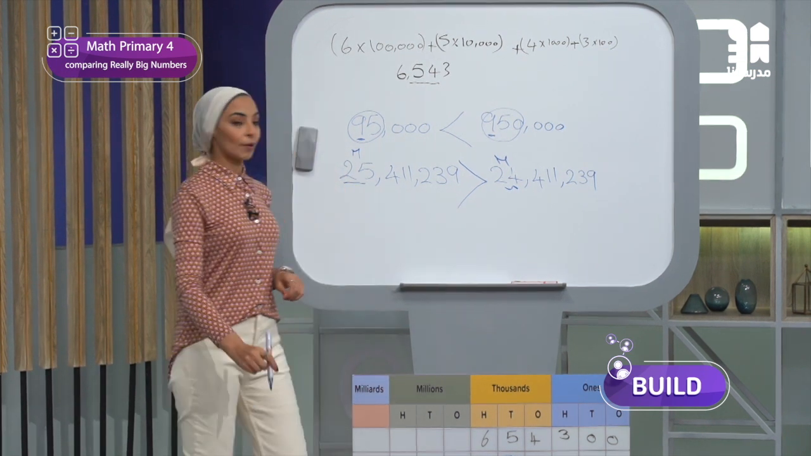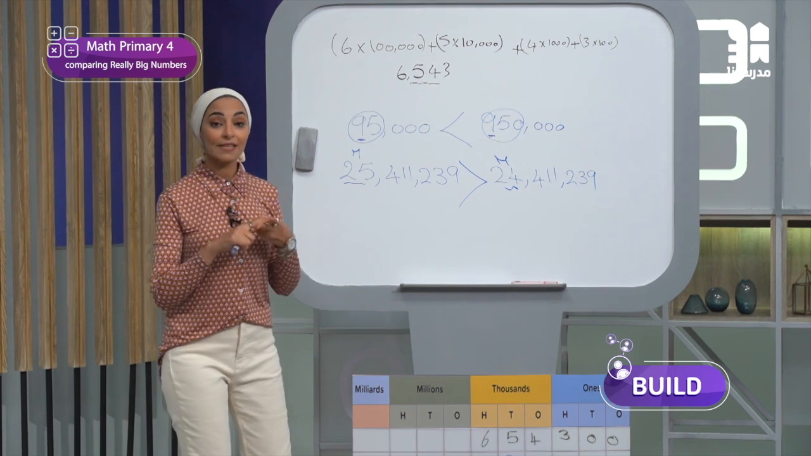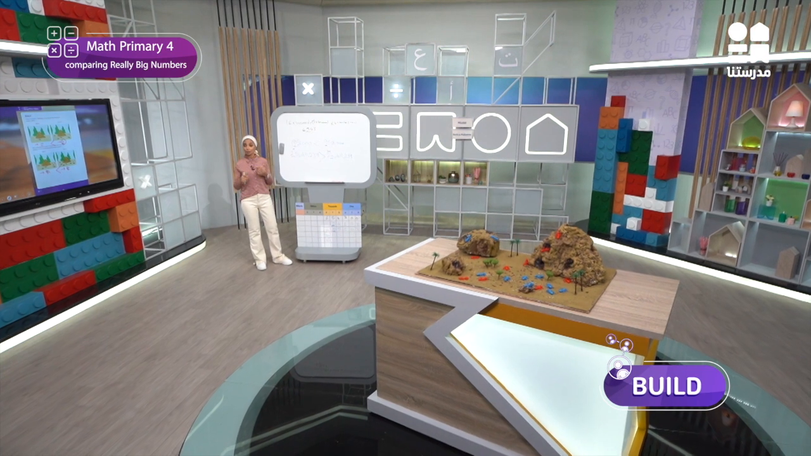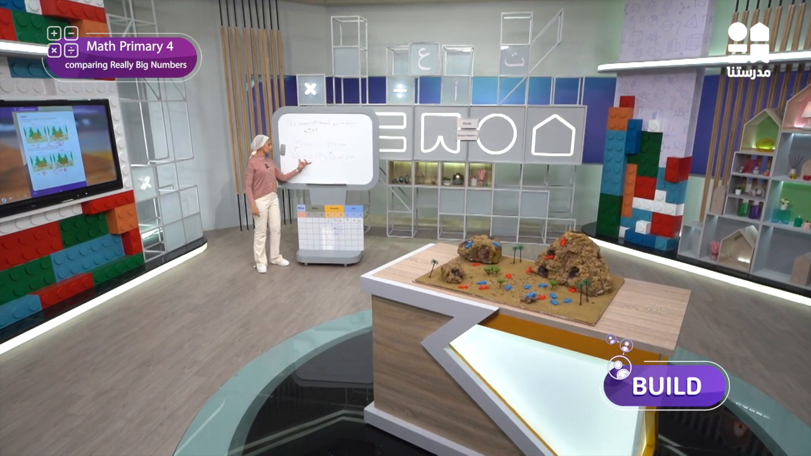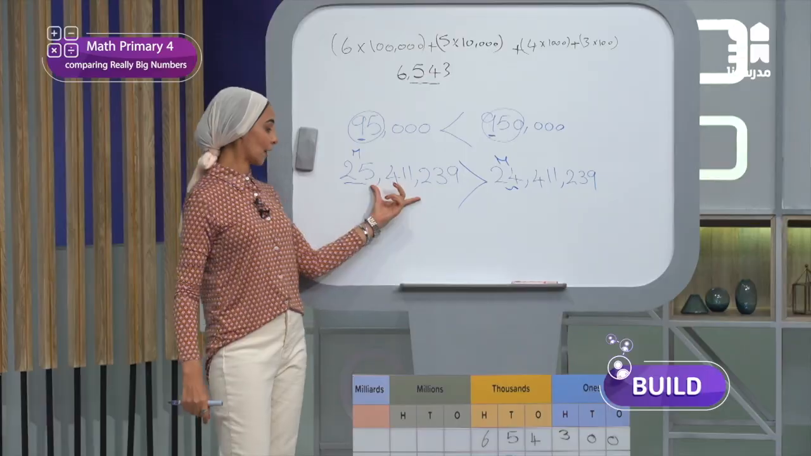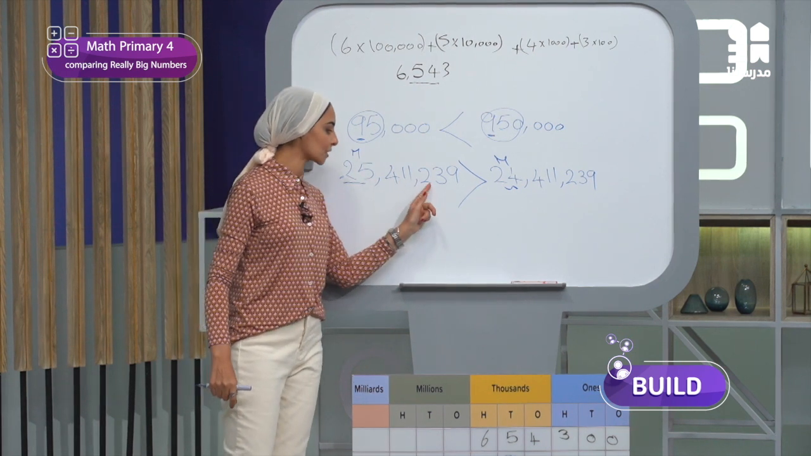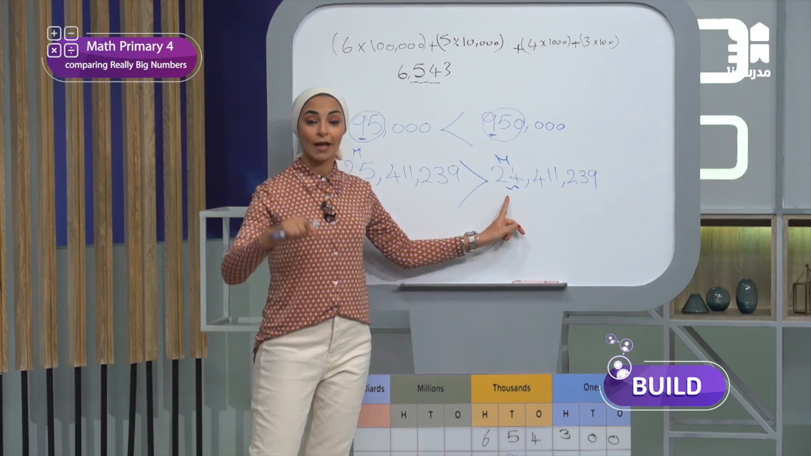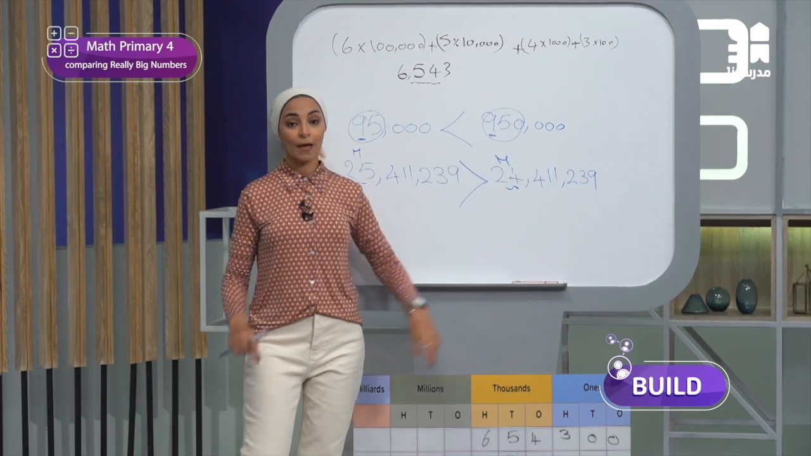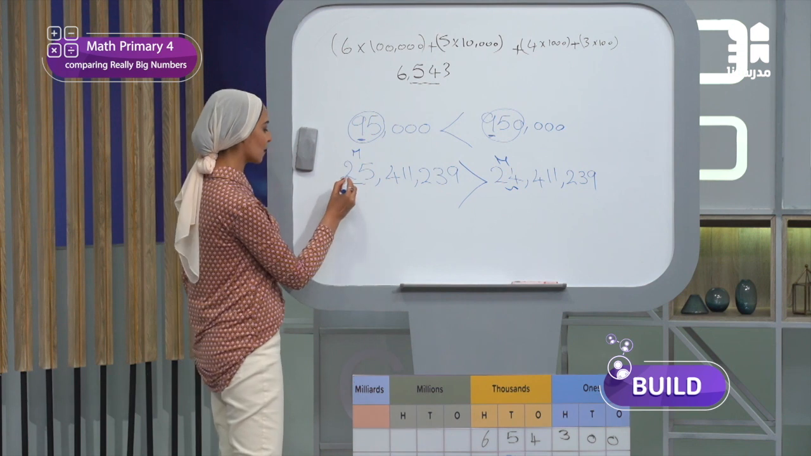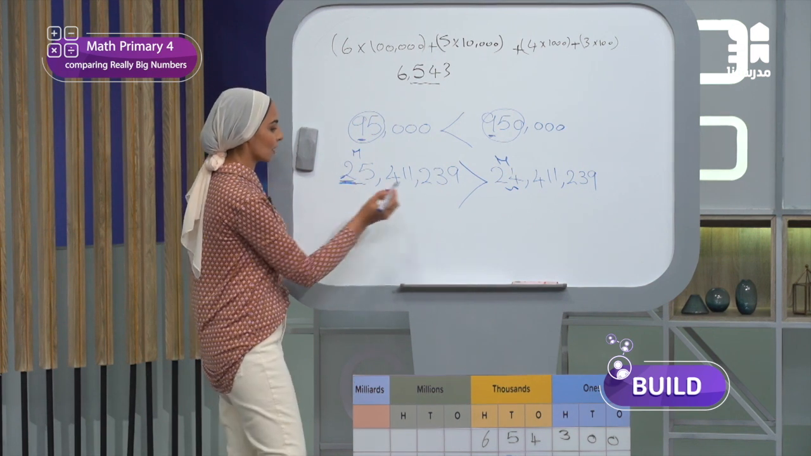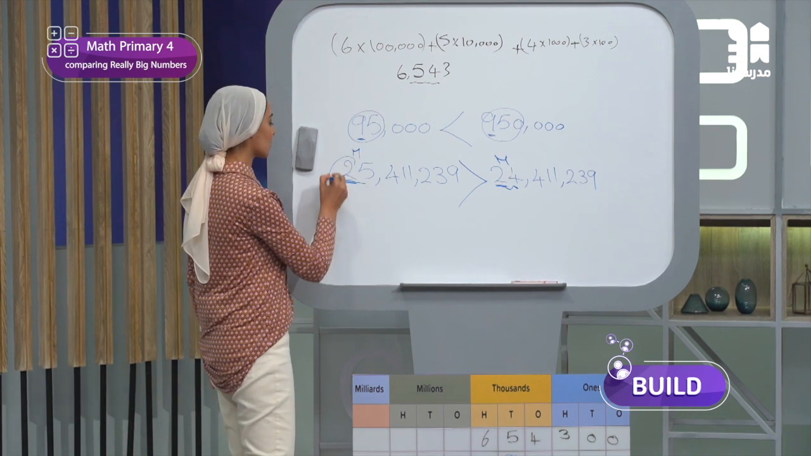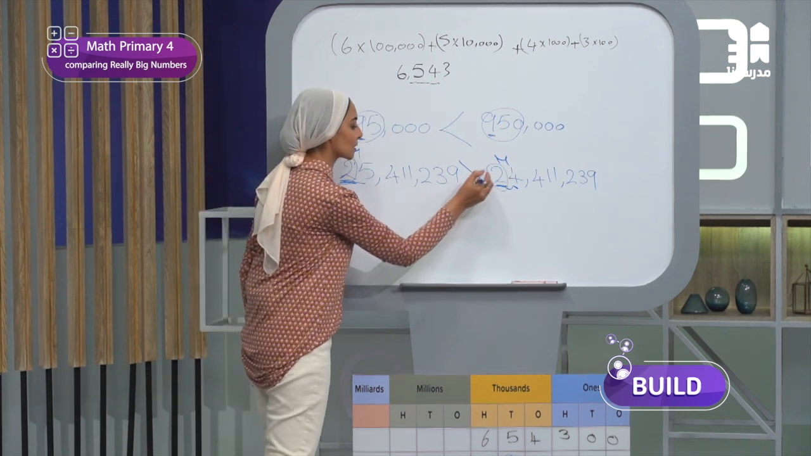What about if I use the second strategy? The second strategy means that I will count the digits in both numbers. Who is clever and can tell me how many digits here? Yes, 1, 2, 3, 4, 5, 6, 7, 8 digits. What about the other side? Also, I have 8 digits here. So what will I do? I will look at the first digit and the first digit here. They are the same. 2 in the 10 million and 2 in the 10 million.